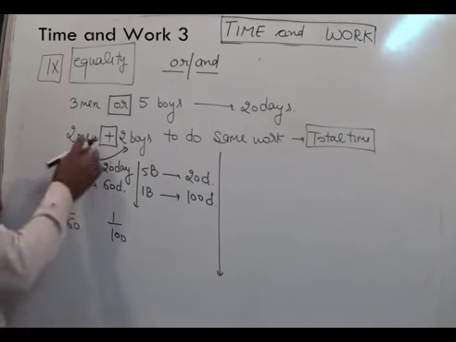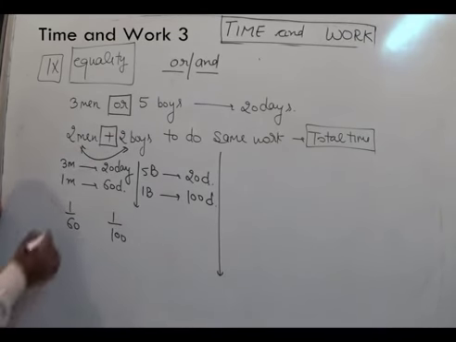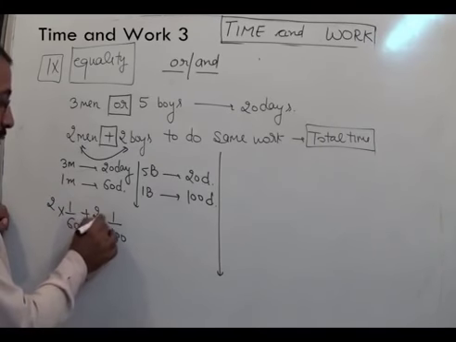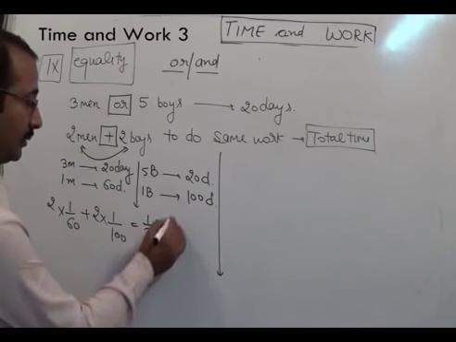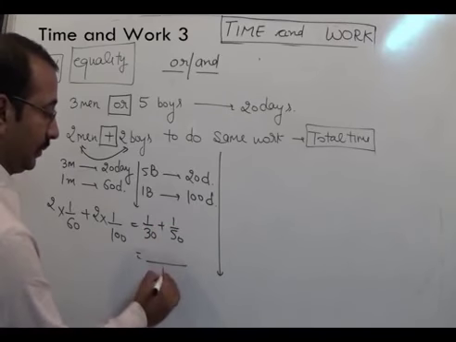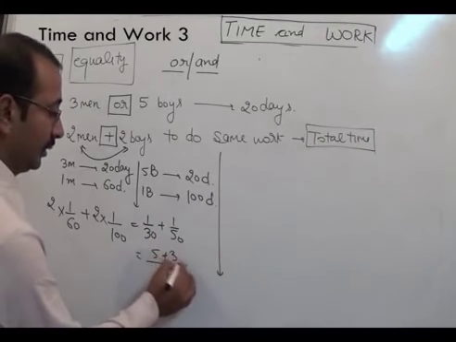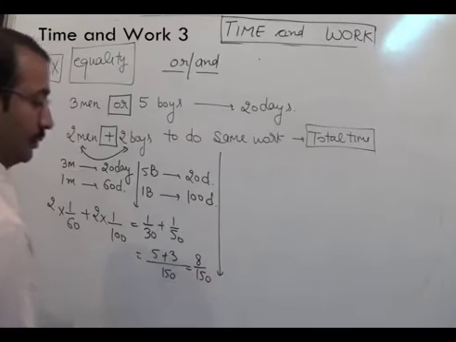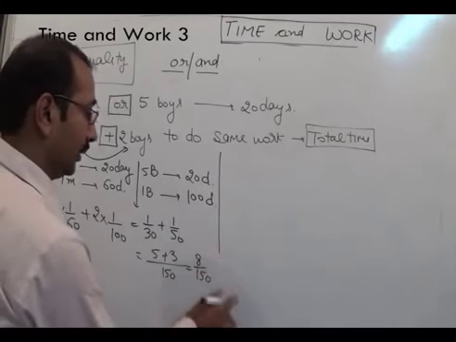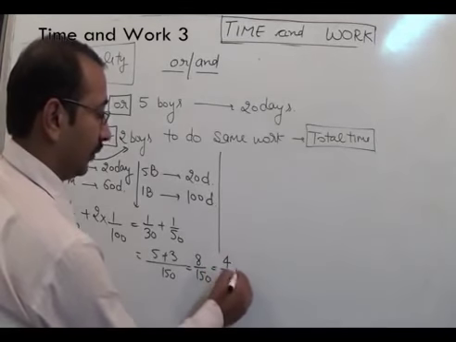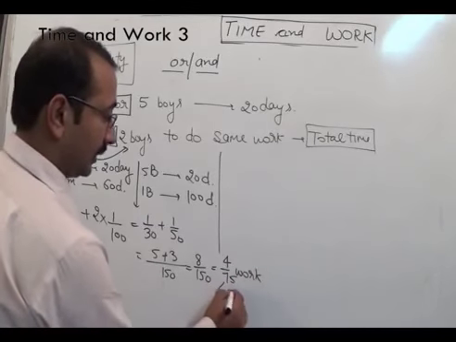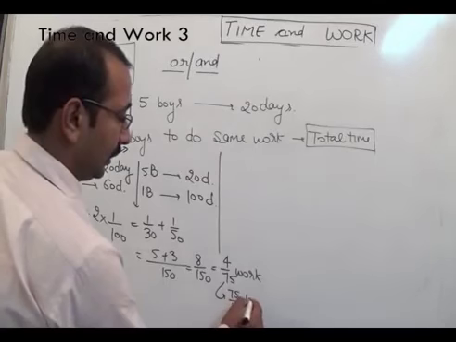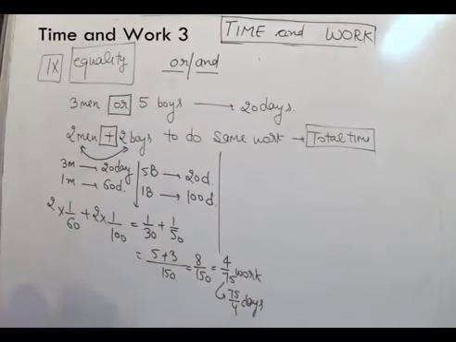Now, how many men are there? 2. How many boys are there? 2. It means 2 men do 2 by 60 part of the work and 2 boys do 2 by 100 part of the work. This is 1 by 30 plus 1 by 50. LCM will be 150, so 5 plus 3, that is 8 upon 150, or I can say 4 by 75 work they will do in 1 day. The total time taken by them to do the work is 75 by 4 days. It becomes your answer.